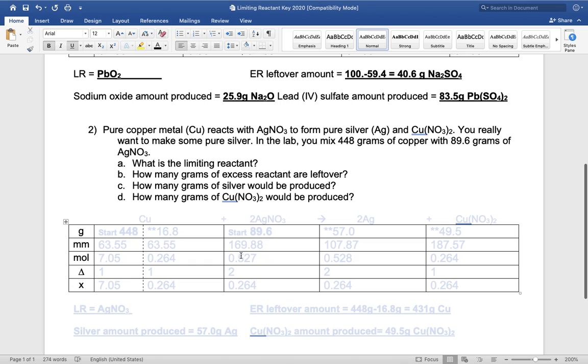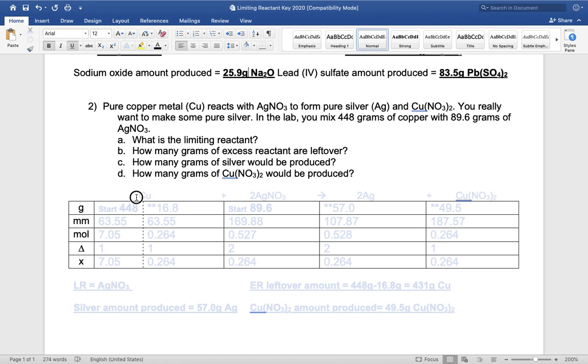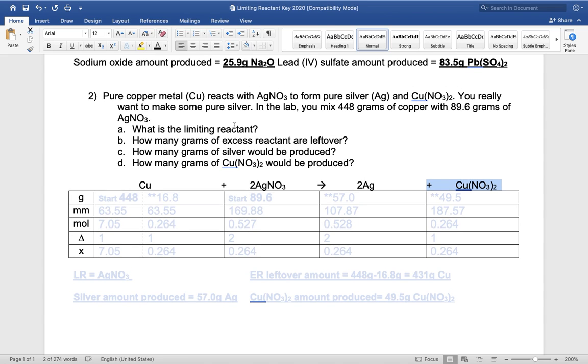Bottom question, very similar. First thing I have to get right is a correct balanced equation. So pure copper, that's Cu, reacts with silver nitrate, that's a +1 -1, so that's AgNO3, to form pure silver. So to form, put the arrow, is Ag and copper nitrate, which I've already given to you in the above problem. Balancing that is just a 1, 2, 2, 1.